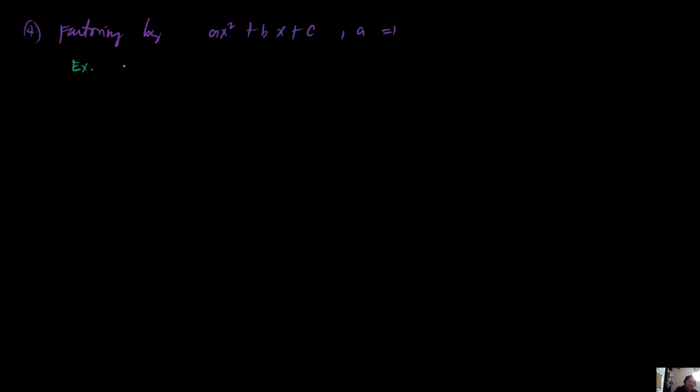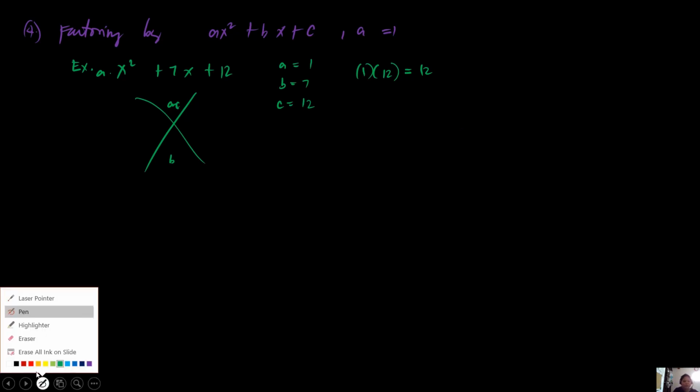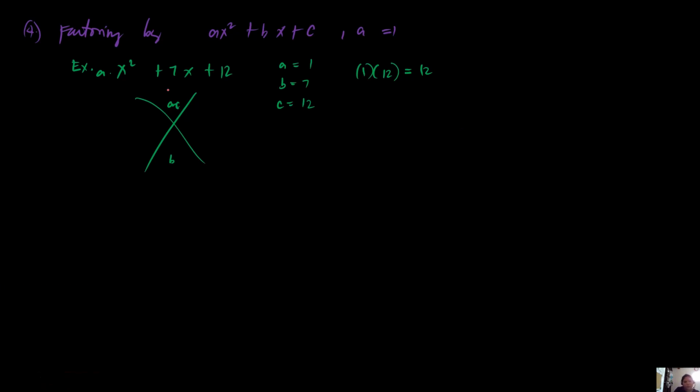We have x squared plus 7x plus 12. If you know the AC method, our a here is 1, our b is 7, our c is 12. Our A is 1 and our C is 12. If you get the product of them, you will have 12. Now, you have to think of the factors of 12. So, 12 is AC, our B is 7. Okay?